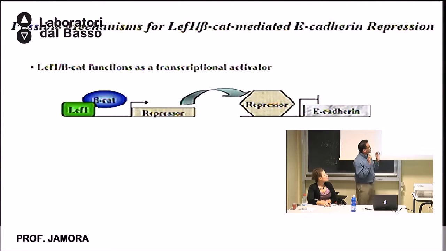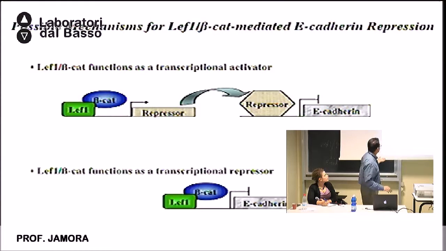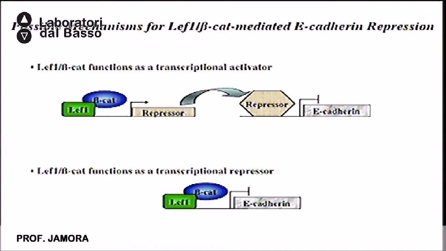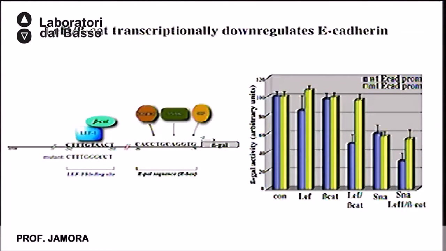So, if it was an activator, there's one way that this could repress E-cadherin. It's possible that it wasn't direct, that LEF1 beta-catenin activated a repressor, and then the repressor repressed E-cadherin. Or the other way, which we were proposing, was that there's an unknown function of LEF beta-catenin as a transcriptional repressor. It could bind directly to the E-cadherin promoter and turn off its expression, right? But this was not known for the longest time. This was the dogma in the field. So basically, to test that, I cloned out the E-cadherin promoter, and there's a LEF1 binding site at this region here.